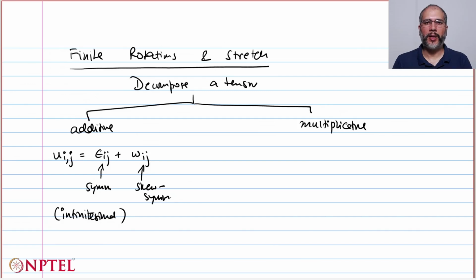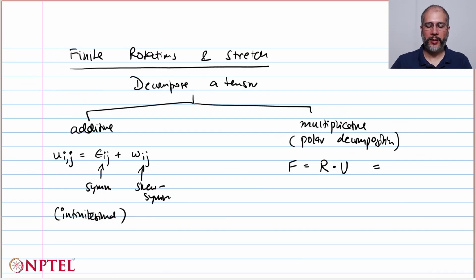On the other hand, the multiplicative decomposition, which is also called polar decomposition, decomposes the deformation gradient tensor for example, into a rotation tensor and a symmetric stretch tensor. We can also do the other way. We can have a symmetric stretch tensor and a rotation tensor.